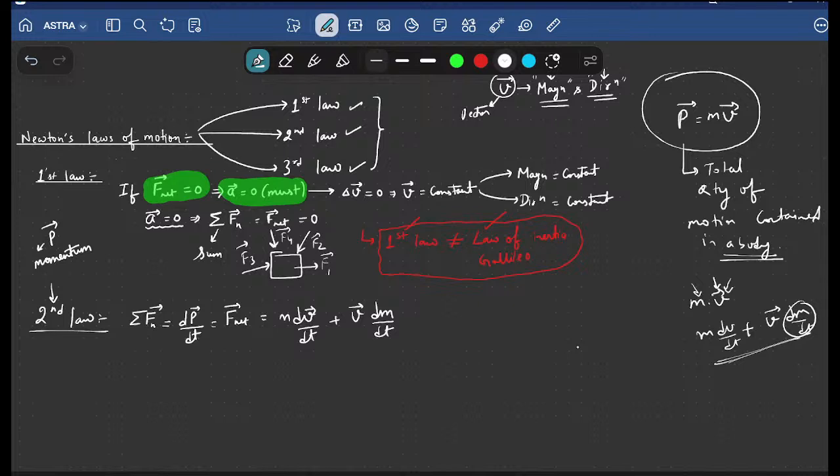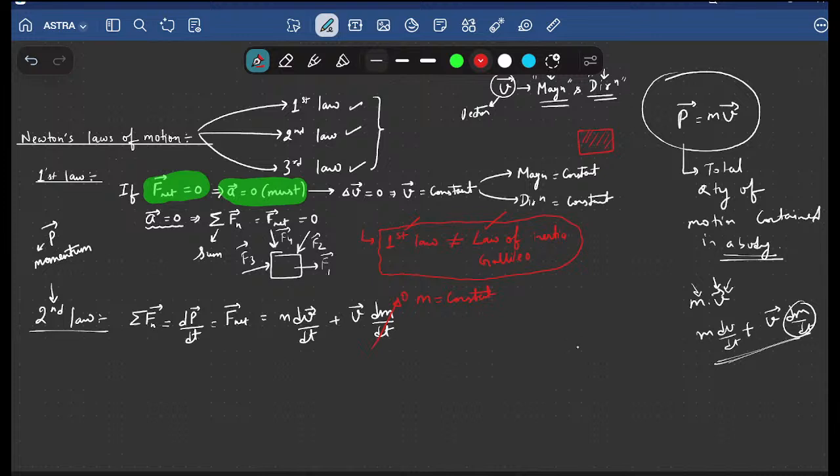Generally, in 99% of cases, mass is constant. For example, if you take a wooden block, its mass is going to be constant. It is not going to change anyway, right? So it is obvious that the mass will remain constant. That's why dm by dt represents the rate of change of mass with respect to time. And since mass is not changing, I can say that dm by dt is zero.